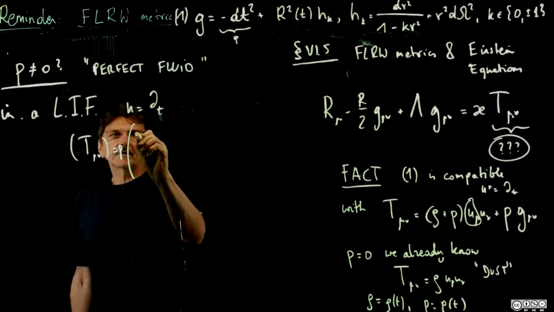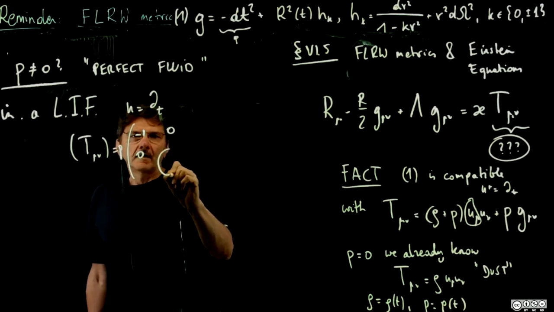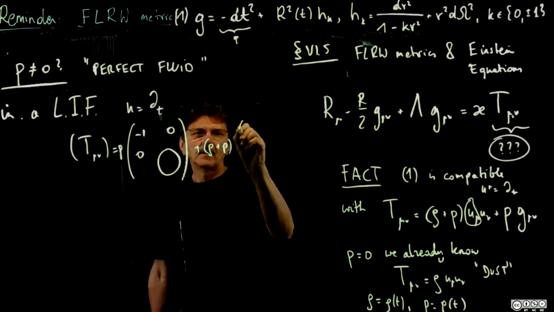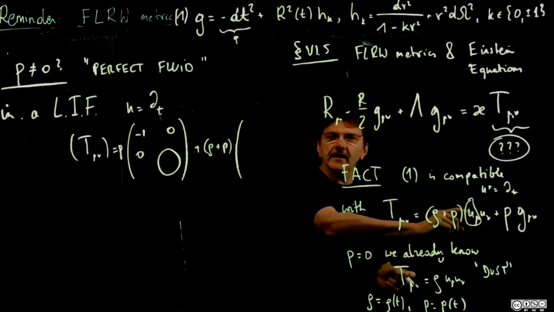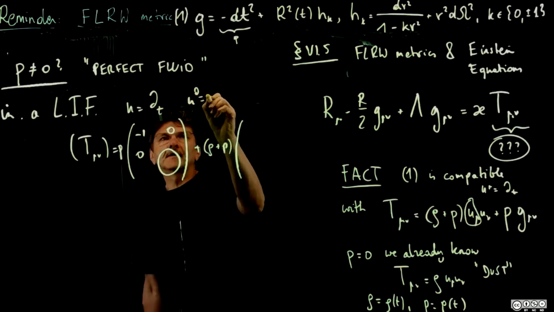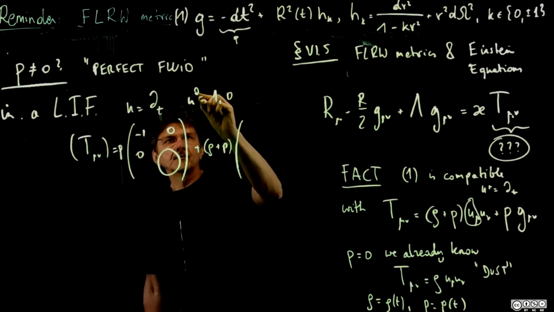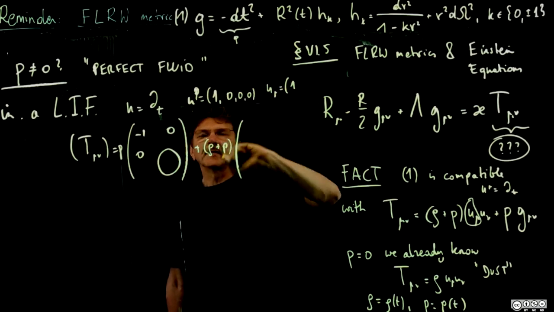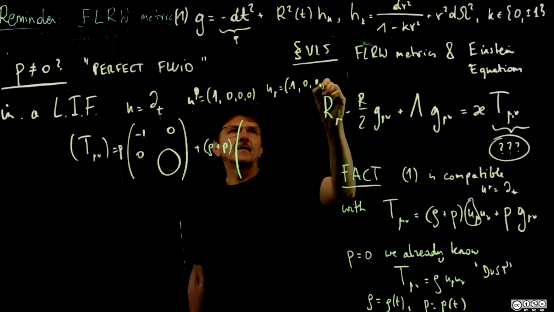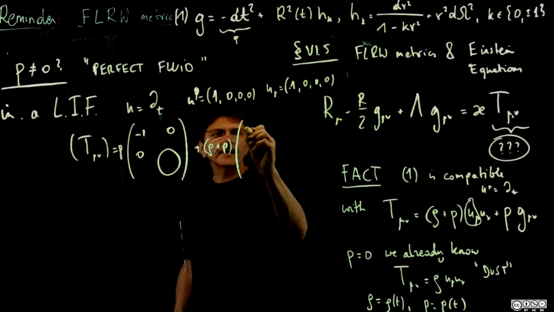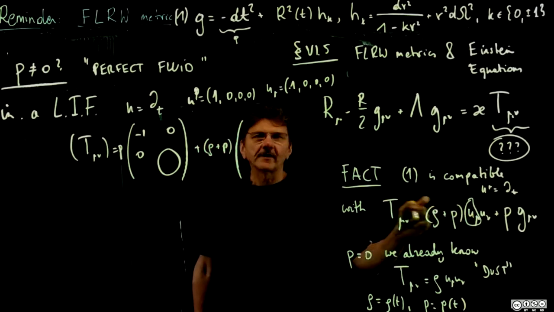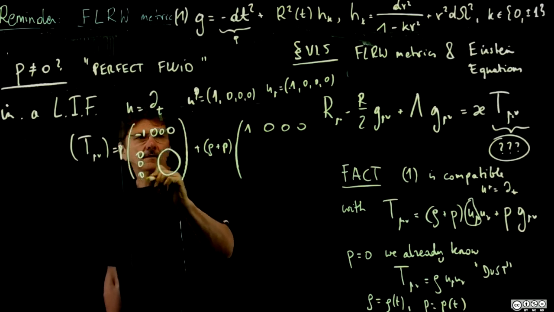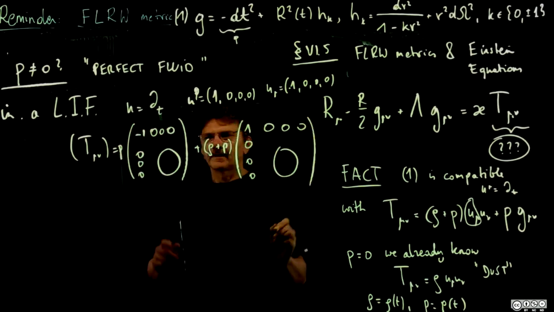So let me start with p g mu nu, and then plus (rho plus p) times this tensor u mu u nu. Now u has only u naught, which is one. U mu up is one, a lot of zeros, and u down is actually minus one, right? Minus one, a lot of zeros. So if I take this tensor product, the two minus ones become a one, and a lot of zeros.